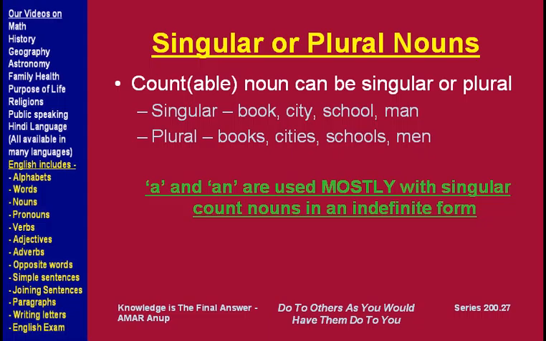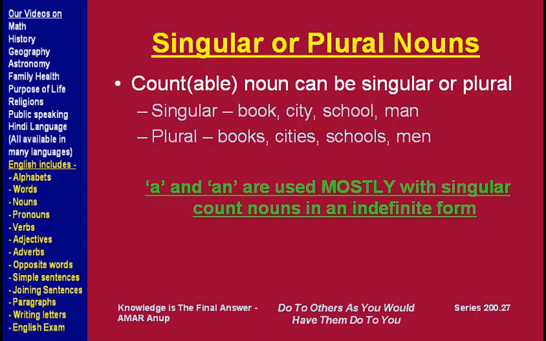Now, count nouns can further be divided into singular or plural. Singular is when we are talking about one count noun: one book, one city, one school, one man, that is a singular form of the count noun. We saw that count nouns can be made into plural, like books, cities, schools and men are the plural forms of book, city, school and man.